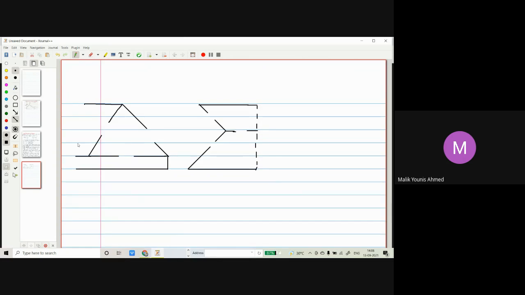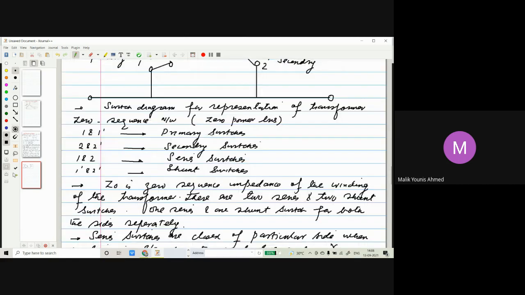Now, what should be our zero sequence now? How we have to draw it? Just a second. Let me complete this. This is your primary winding. Okay, we'll be drawing the primary winding. So this is your star on the secondary side. Okay. Now remember this. Now what will happen here?